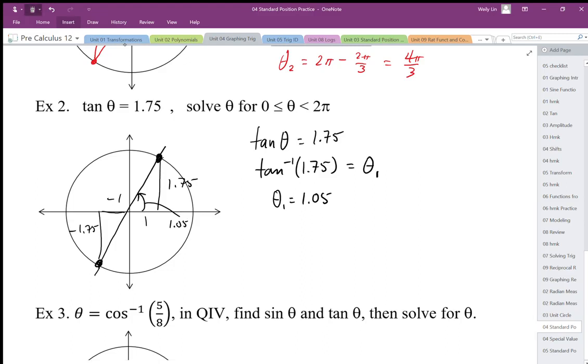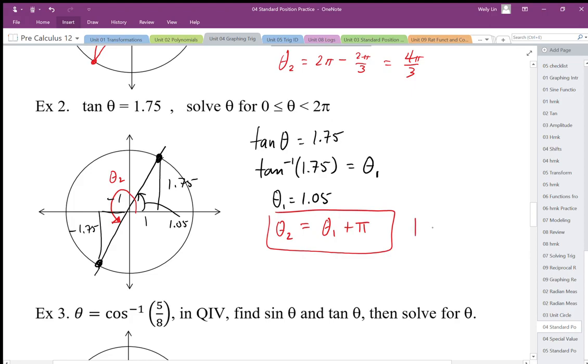We have another angle that we have to consider, and that angle is going to be over here. Okay, so we'll call that one theta 2. Well, theta 2 is going to be on the other side of the circle. So for tan, we just take theta 1, and we're just going to go to the other side of the circle by using pi. And this is the symmetry for tan. So this is going to be our formula for tan. So in this case, theta 2 is going to be equal to 4.19 radians. Okay, and that's going to be the angle in quadrant 3 that we wanted.